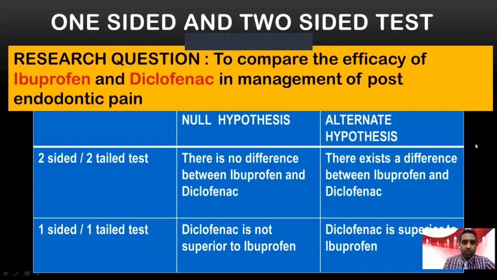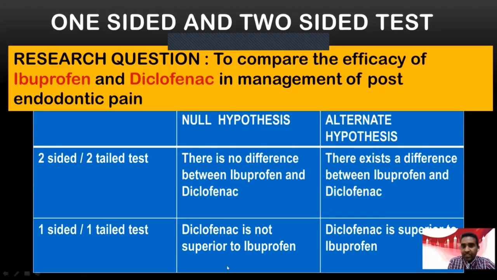The next point is one-sided and two-sided hypothesis. You need to understand when you are going to use a one-sided hypothesis or a two-sided hypothesis. Let me pose a research question to compare the efficacy of brufen and diclofenac in management of post-endodontic pain. Let us consider a conventional two-sided hypothesis testing. The null hypothesis: no difference between brufen and diclofenac. And the alternate hypothesis: there exists a difference between brufen and diclofenac. The difference may be on either side. Brufen may be superior or diclofenac may be superior. We don't know that, so we are testing the hypothesis in either direction.